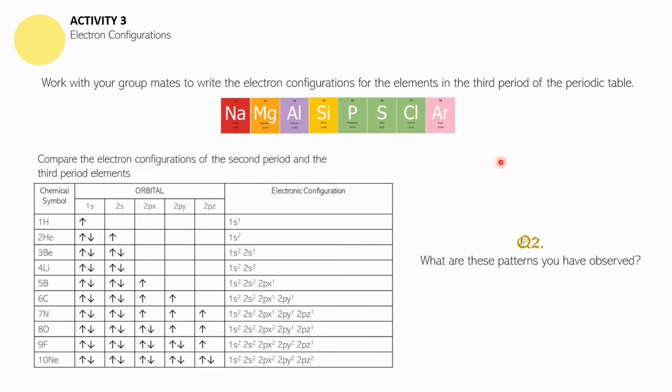If you have decided to continue, okay, sagutin na natin ang last guide question. Question number 3. What do you think are some rules that apply in filling up the orbitals for the elements or for atomic numbers 1 to 18? So what do you think are the rules that apply in filling up the orbitals for the elements for atomic numbers 1 to 18?